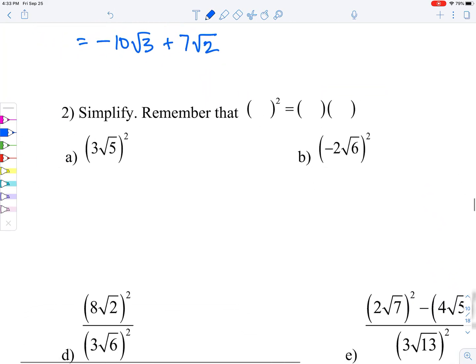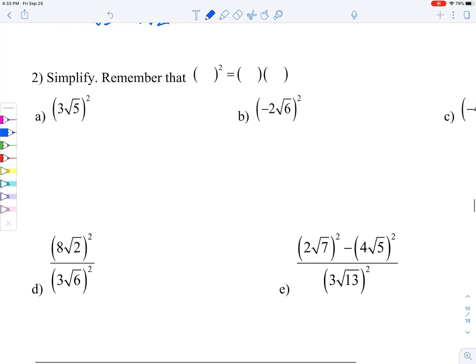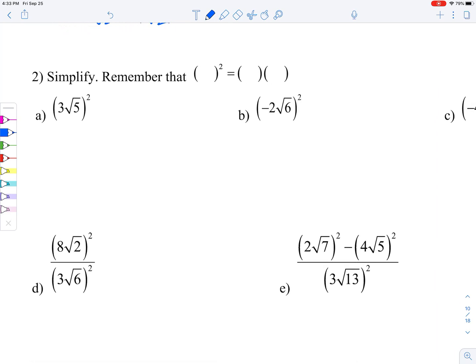Question 2, simplify. Remember that something in brackets squared means write it out 2 times. So if we have the square root of bracket 3 root 5, I'm going to write it out twice. So 3 root 5 times 3 root 5. And we multiply outside times outside first, so I get 9.